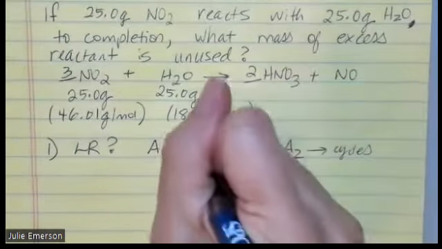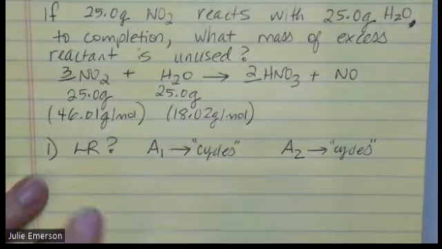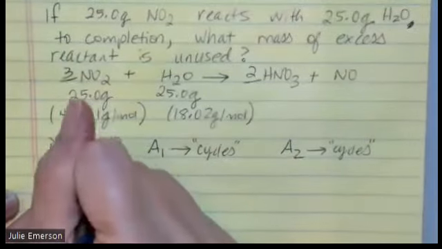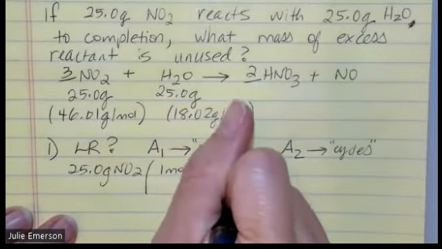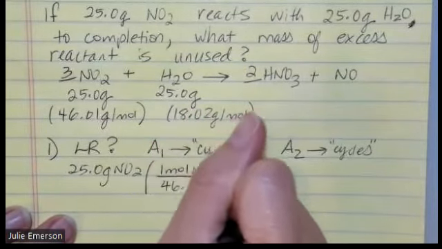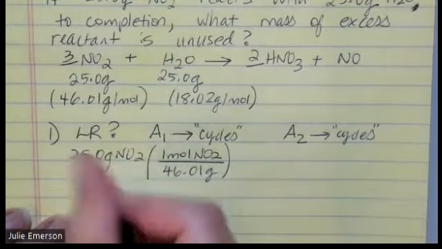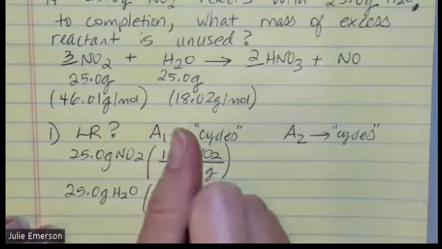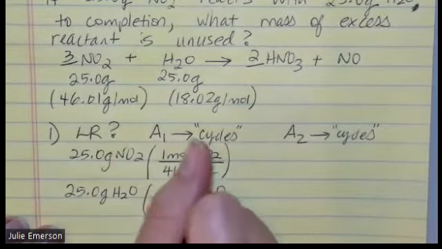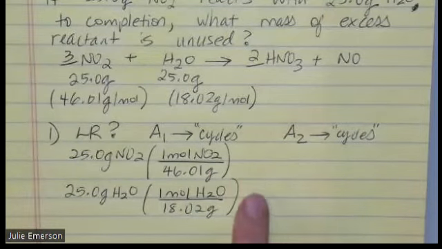And cycles, it's not really a unit, so I'm going to put this in quotation marks because it's not like grams, right? All right. So for my NO2, I've got 25.0 grams of NO2. Molar mass, 1 mole of NO2 from the periodic table is 46.01 grams. All right, now let me start over with my A2 here and then we can see why we have to have more steps. If I now start over with my water, I have 25.0 grams of H2O, molar mass of water, 18.02 grams. All right, if I stopped here, I would have moles of NO2 and moles of water.